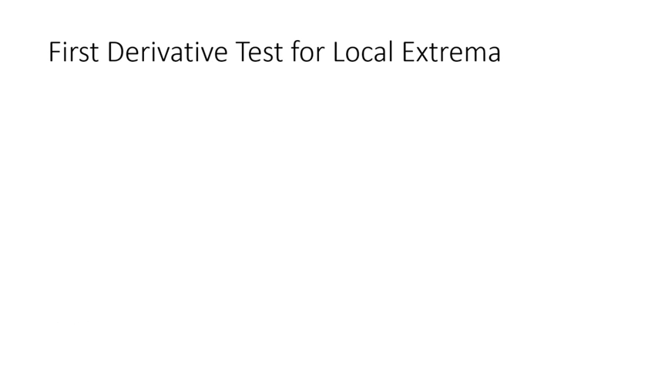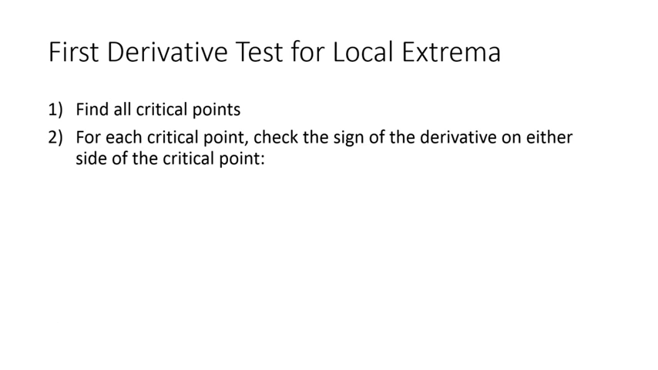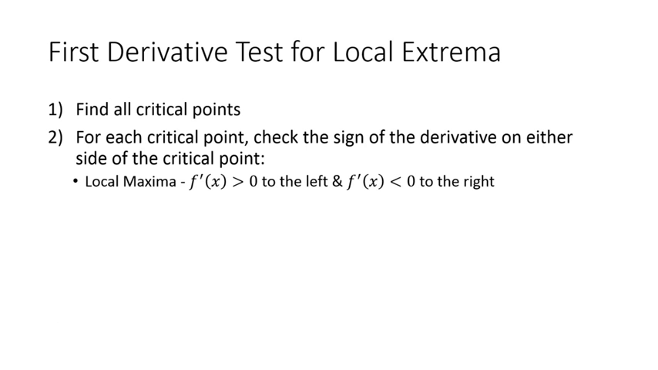We can formalize this as the first derivative test for local extrema. You're first going to find all of the critical points. For each critical point, you're going to check the sign of the derivative on either side of the critical point. If you have a local maximum, the first derivative is going to be positive to the left, which is another way of saying the function is increasing to the left, and decreasing to the right. The derivative is going to be less than 0 on the right.